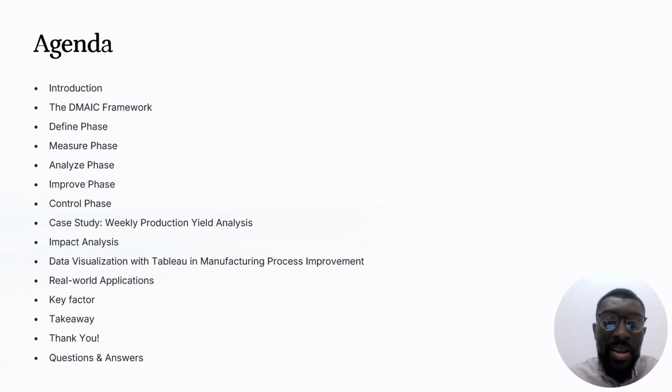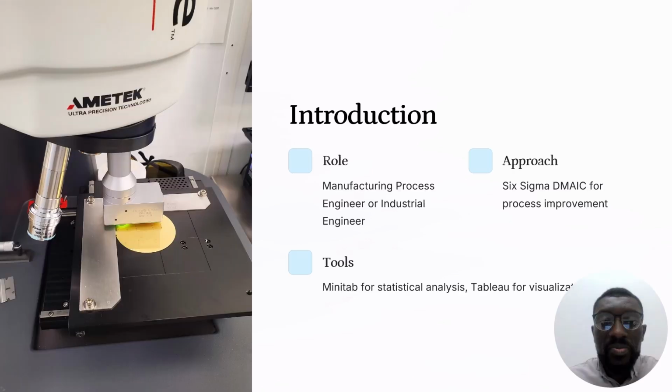So the agenda is here. We're gonna get to the introduction, define what the DMAIC framework is, which basically stands for define, measure, analyze, improve, and control. So we're gonna also look at the case study, what impact it has, and then we're gonna visualize it through Tableau, and then how the process has been improved, and then we're gonna point out the different applications, and then also the key factors, and then takeaways, and then conclude our presentation.